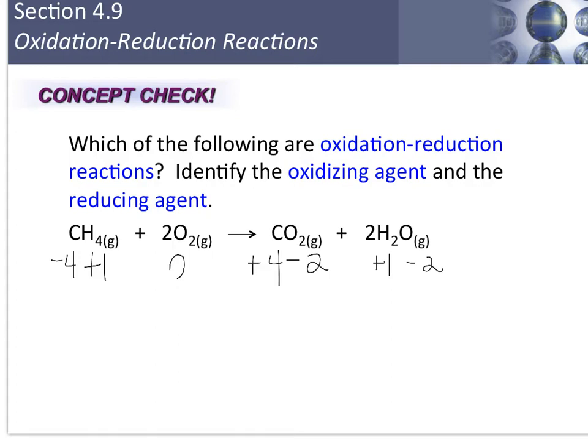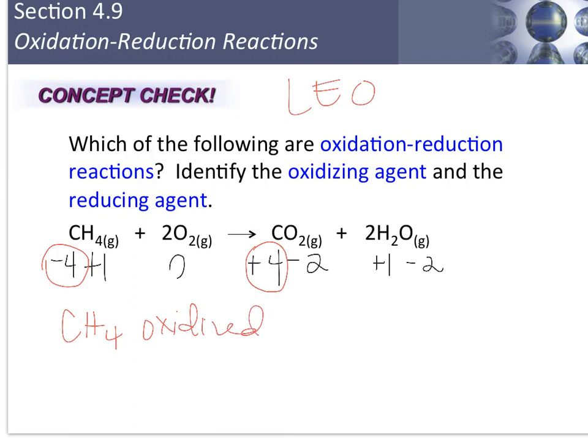Now let's see if anything is oxidized or reduced. Carbon goes from a -4 to a +4, so electrons have been lost. If something loses electrons, it is oxidized. So the carbon in the CH4 is oxidized. Oxygen goes from 0 to -2. Electrons have been gained, so oxygen is reduced.